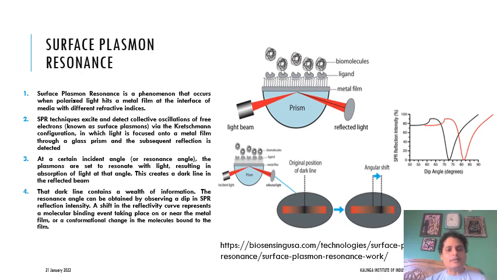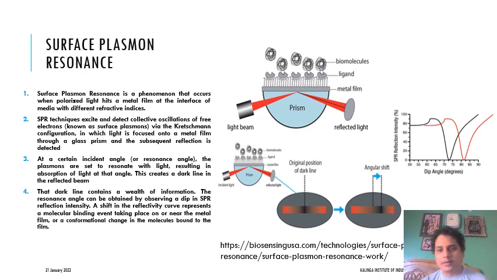Now the dark line basically contains a wealth of information. This information is nothing but the changes, like some irregularities in the molecule, which give us a dark line. This dark line is obtained due to the resonance angle at which the absorption of light takes place. Now the resonance angle can be obtained by observing a dip in the SPR curve.